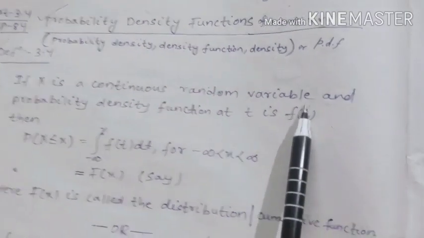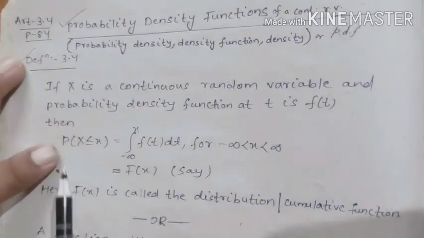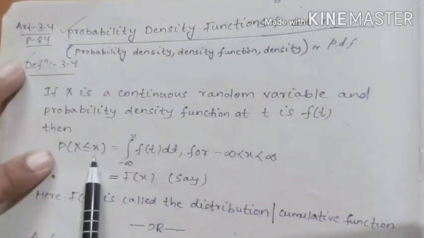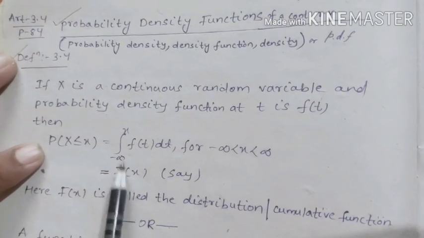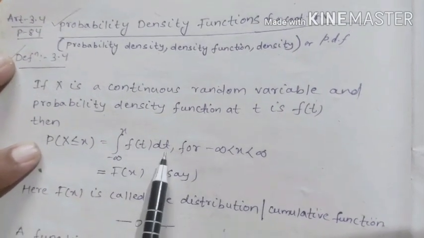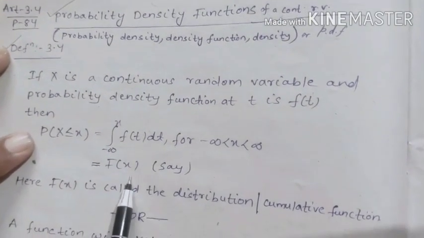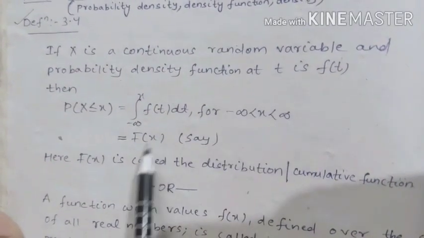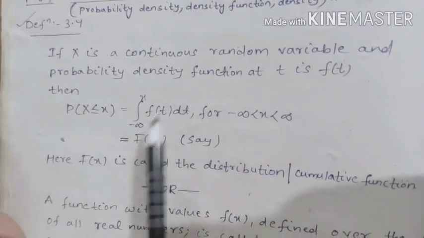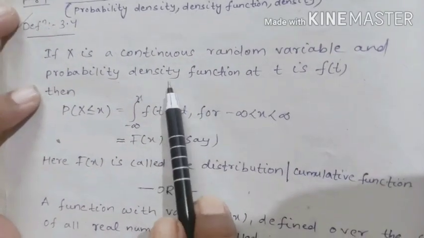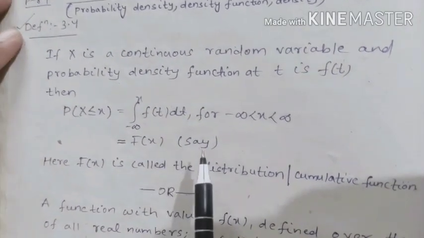For a continuous random variable, the formula is P of X less than or equal to x. You have to integrate from minus infinity to x of f of t dt, and that can be taken as capital F of x. Whenever it is a function of a continuous variable, it is called a probability density. We only have to take it as the probability density.